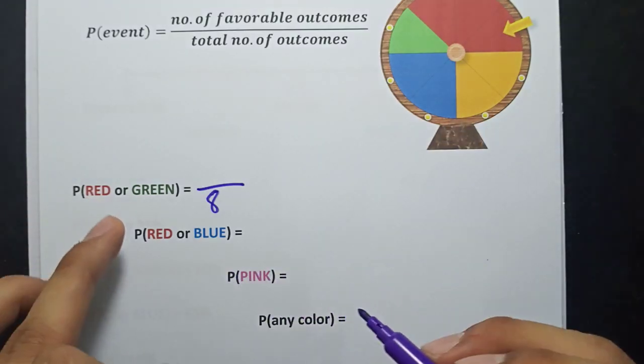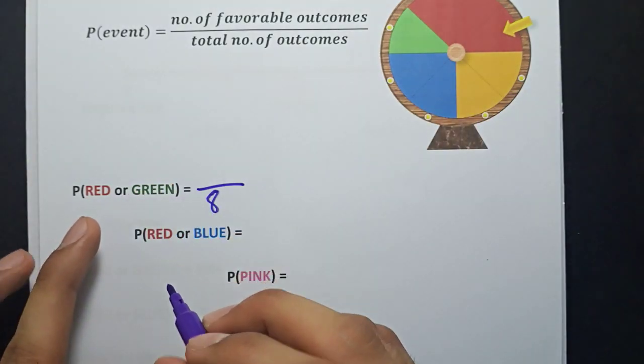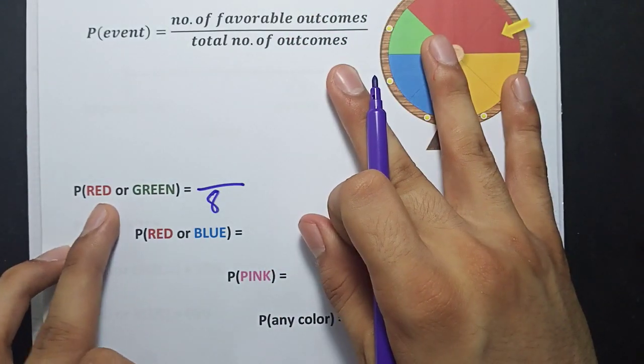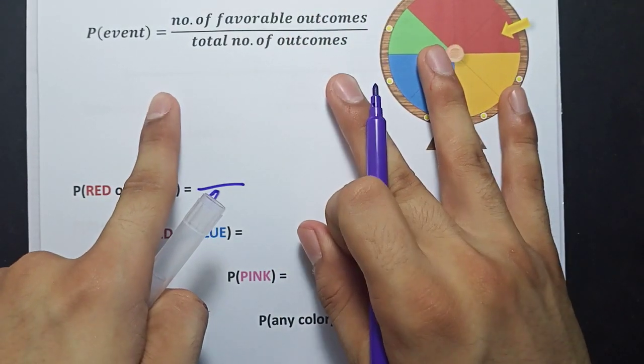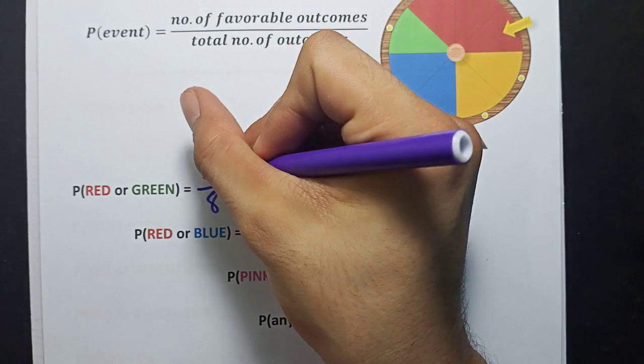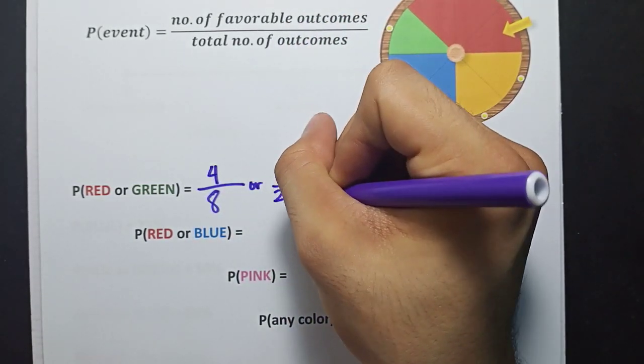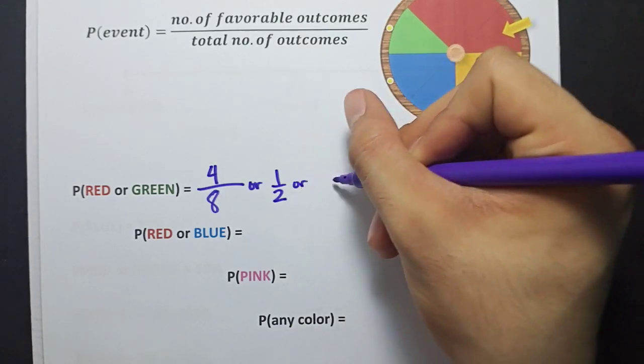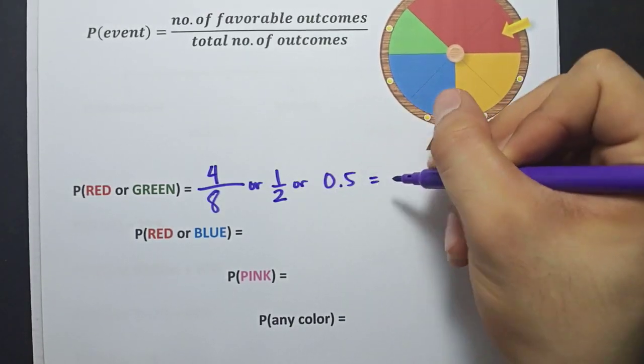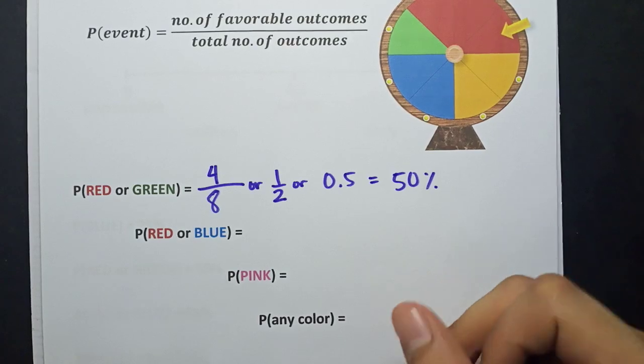Meaning, i-add natin sila. So, ilan ba yung red? 3. Ilan yung green? 1. Meaning, we have 4 ways of winning out of 8. 4 over 8. Lowest term yan ay 1/2. In decimal, that is 0.5. In percent, that is 50%.